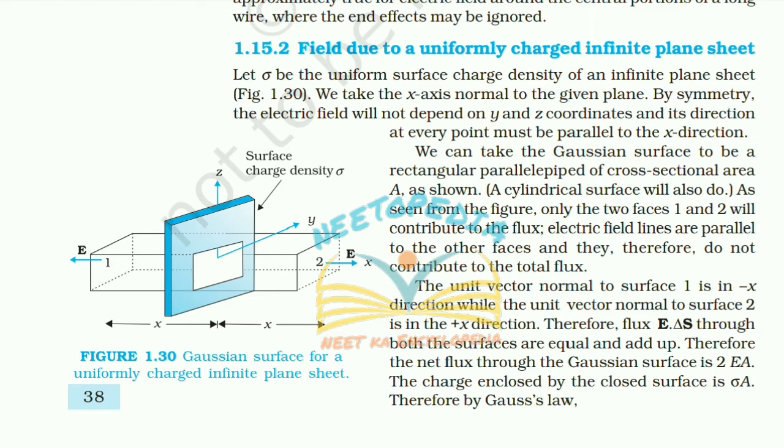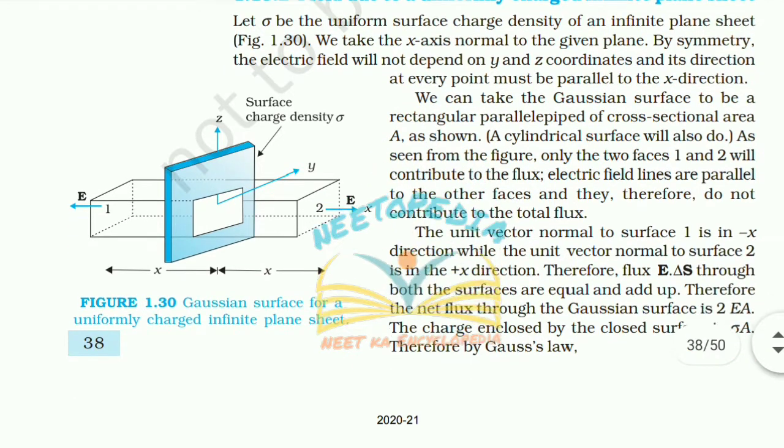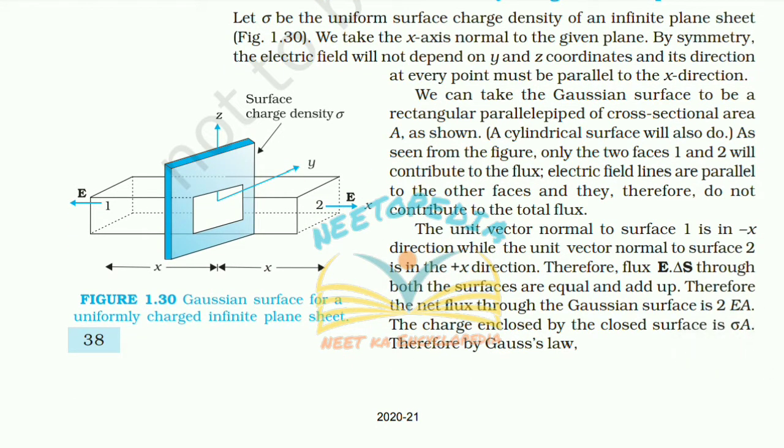We can take the Gaussian surface to be a rectangular parallelepiped of cross-sectional area A as shown. The cylindrical surface will also do. As seen from the figure, only the two faces 1 and 2 will contribute to the flux. Electric field lines are parallel to the other faces and they therefore do not contribute to the total flux.